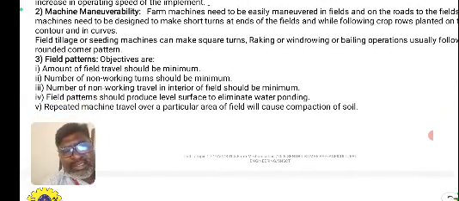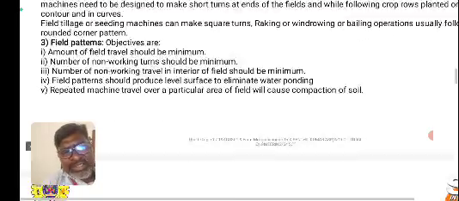To consider various patterns, that is field patterns, the objectives are: the amount of field travel should be minimum. Number of non-working turns should be minimum. Non-working travel in the interior of the field should be minimum. Field patterns should produce a level surface to eliminate water ponding. Repeated machine travel over a particular area of the field will cause compaction of soil.